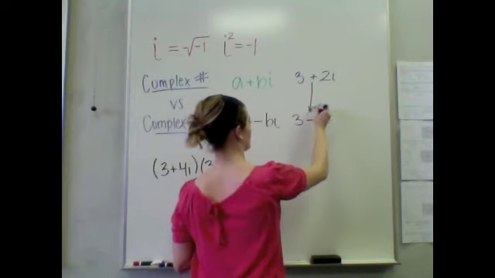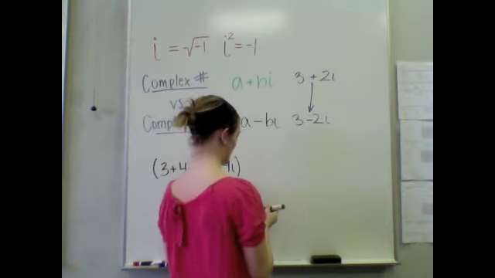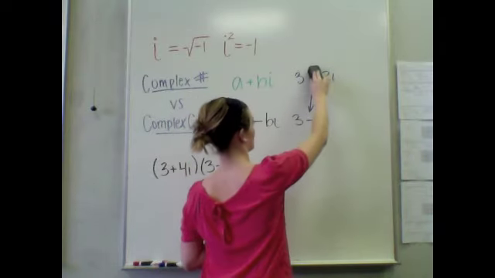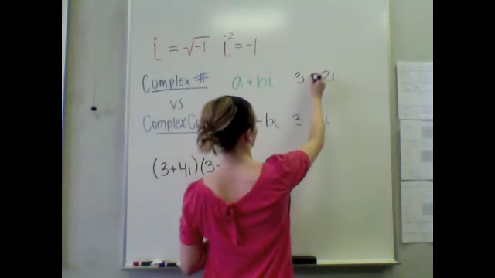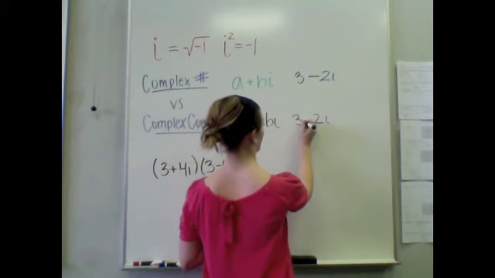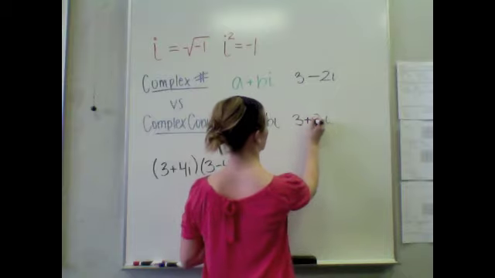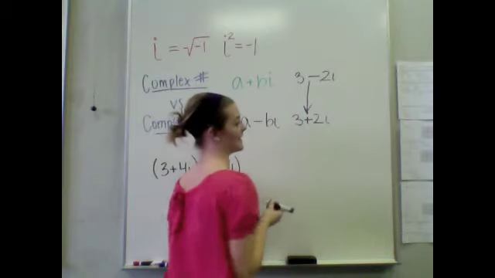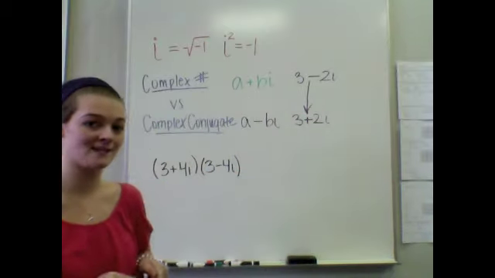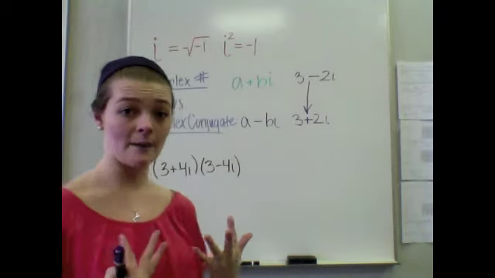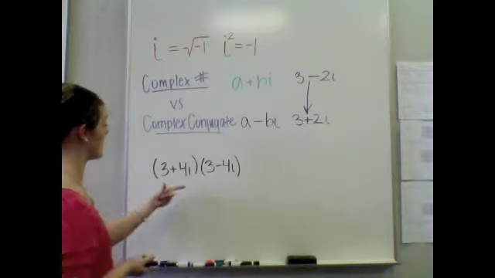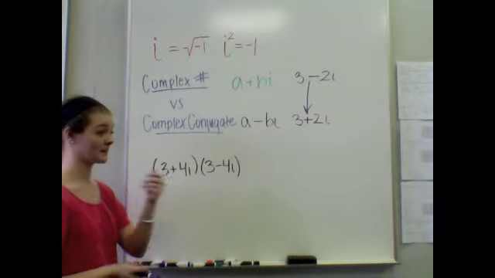The sign's flipped. Now if my complex number had been 3 minus 2i, the complex conjugate would be 3 plus 2i. All you do is flip the signs. The next thing I want us to look at is a wonderful phenomenon that will happen when you multiply a complex number by its complex conjugate.